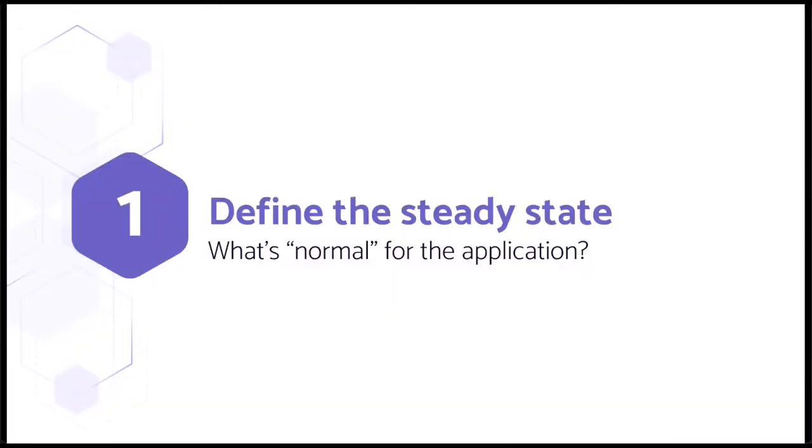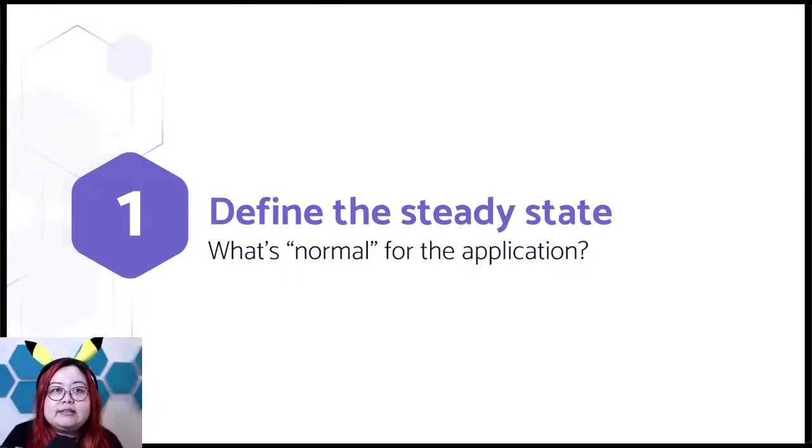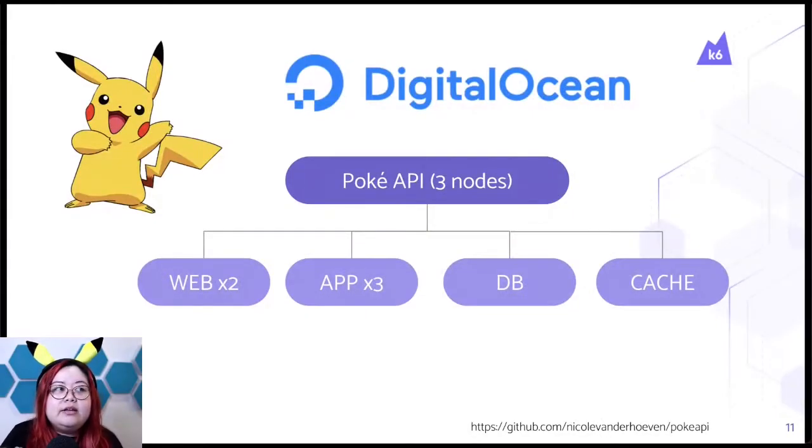The first step in chaos testing, and at this point I'm using the terms chaos testing and chaos engineering interchangeably, is defining the steady state. What is normal for the application? How does it behave before throwing chaos and load into the mix? So here's the structure of my app. I took the source code for PokeAPI, which is available on GitHub, and I created manifests for it. There's a link here in the slide to my fork of the repo that includes those manifest files.